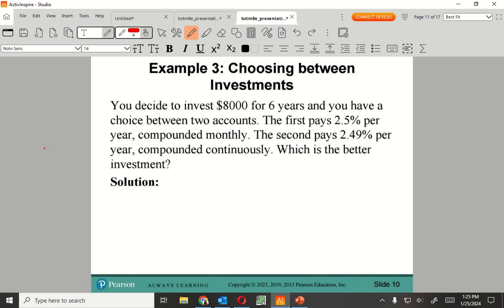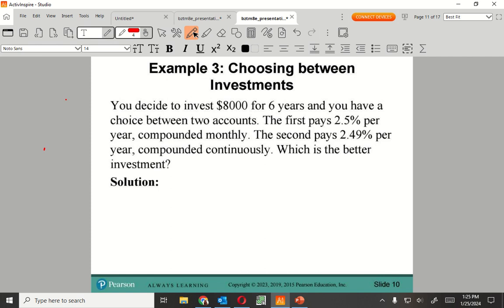So from here, you decide to invest $8,000 for 6 years, and you have a choice between 2 accounts. The first pays 2.5% per year, compounded monthly. The second pays 2.49% per year, compounded continuously. Which is the better investment? So we're going to go through and do both of these and then compare what we have.